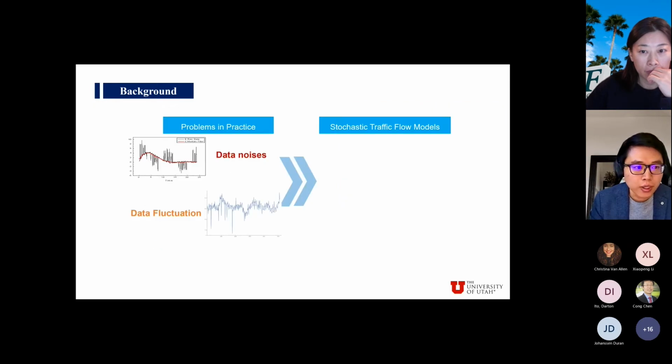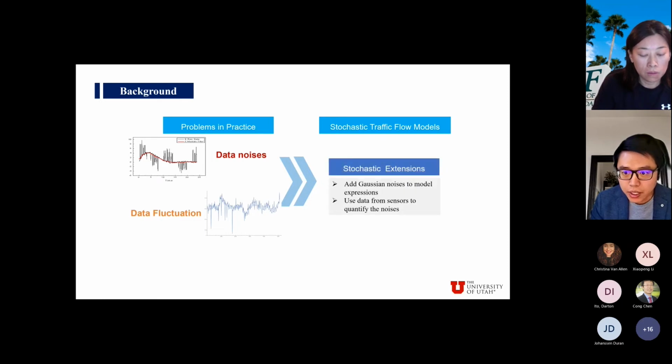We have seen the potential value of those models in capturing traffic dynamics, but there are some limitations of those classical traffic flow models, because in practice we have been observing many data issues. For example, data noise usually generated by traffic sensors is the first issue we commonly observe in practice. The second one is data fluctuation over different times of day. Because those classical traffic flow models are based on physics laws and a lot of strong assumptions, they may be able to capture the trend of the change of traffic flow, but they may not be able to capture the data fluctuation and also the data noise in practice.